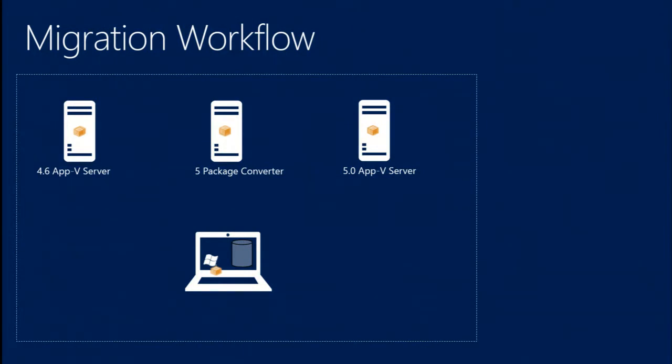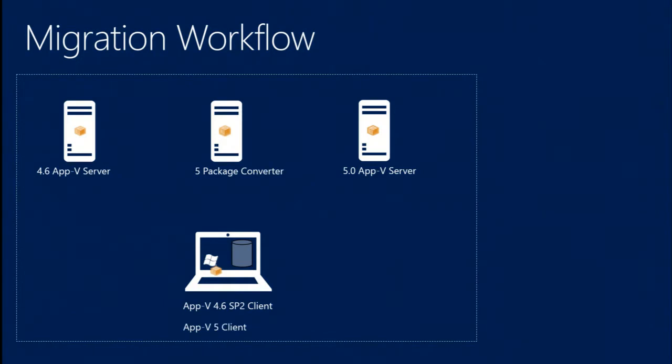So what does the big picture look like? In this particular diagram, I've got 2 App-V servers, but they're not necessary components. In other words, you could use SCCM or third-party ESD or standalone. But what you're going to do is take your 4.6 package, run it through the converter, and stage it on a server somewhere for deployment. This can be an App-V 5 server. It might be SCCM. Like I said, it's compatible with other technologies.